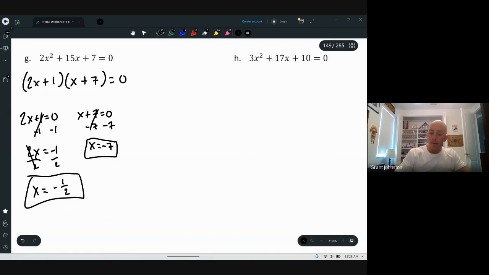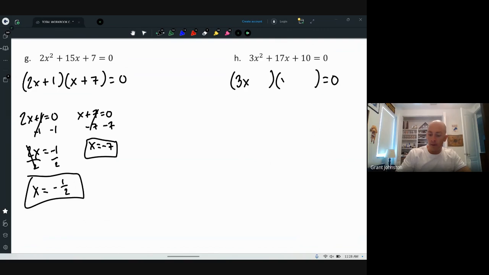H, it's set equal to 0, so we're good. We just have to factor it. 3x, x, multiplies to 10, combines to 17. I've got to get all the way to 17. So to get to 10, I'm thinking 5 times 2. I just have to figure out where the 5 goes, where the 2 goes. So I think I should put the 5 over here, because when I distribute, 3 times 5 will give me 15x. And if I put the 2 here, I'll get a 2x. So that'll make 17x.